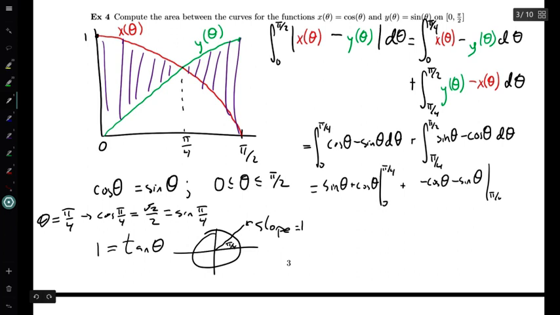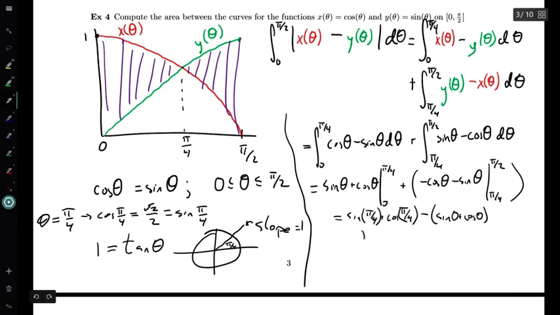So we can go ahead and make these substitutions. This is equal to sine pi over 4 plus cos pi over 4. We want to subtract away sine 0 plus cos 0. Now we need to add this second term, so that is plus minus cos minus sine evaluated at pi over 2. So minus cos pi over 2 minus sine pi over 2. And now we're going to subtract this same thing evaluated at pi over 4, so minus cos pi over 4 minus sine pi over 4.